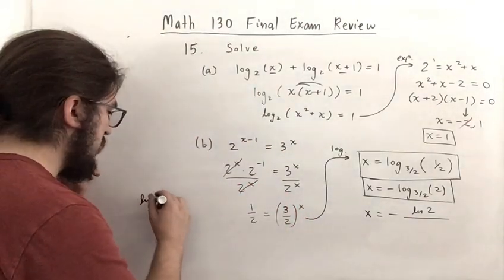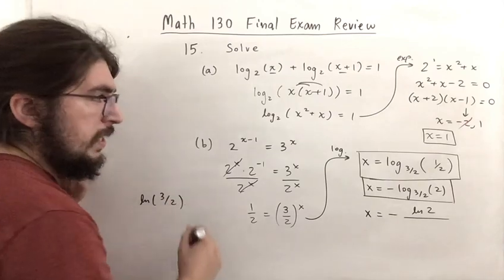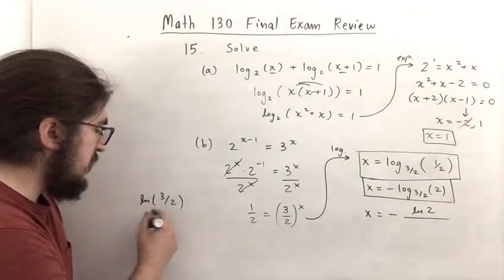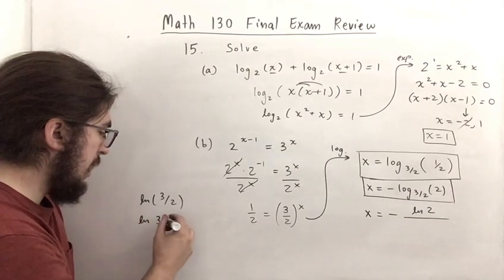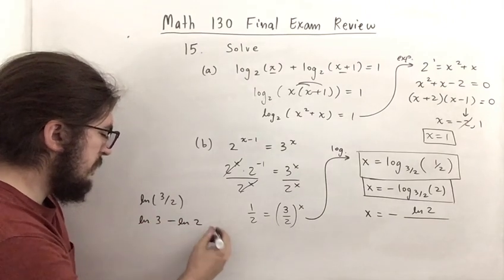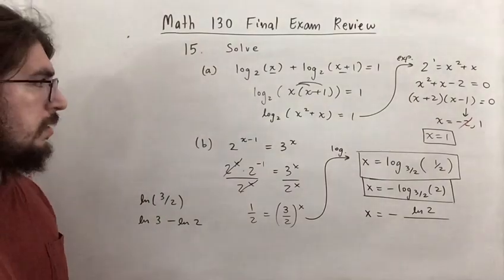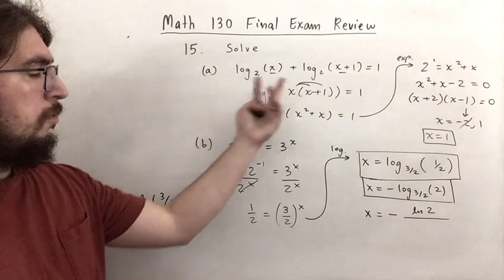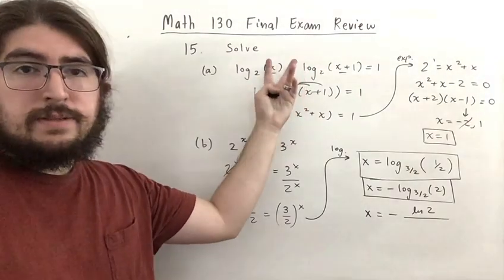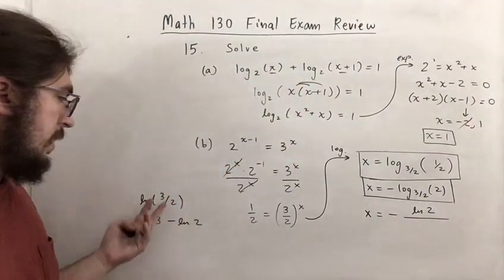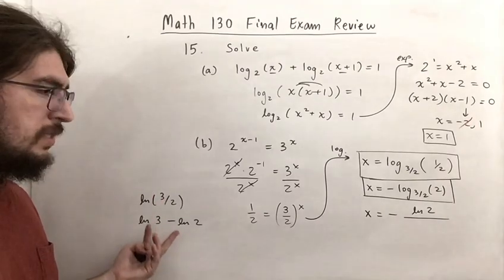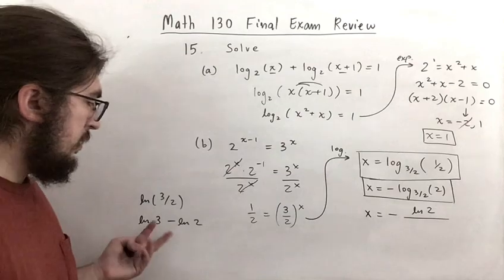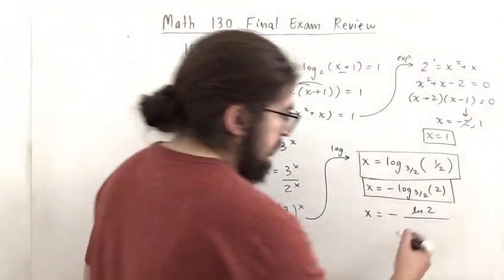But ln of 3 over 2, using a similar idea we said earlier to get from here to here, since it's a division on the inside, you can write this as ln of the top minus ln of the bottom. So that's the quotient rule, kind of like how we use the product rule here. Multiplying the insides means you're adding the logs of those, but dividing the insides means you're subtracting the logs of those. So in this case, using ln, it's going to be ln of 3 minus ln of 2.